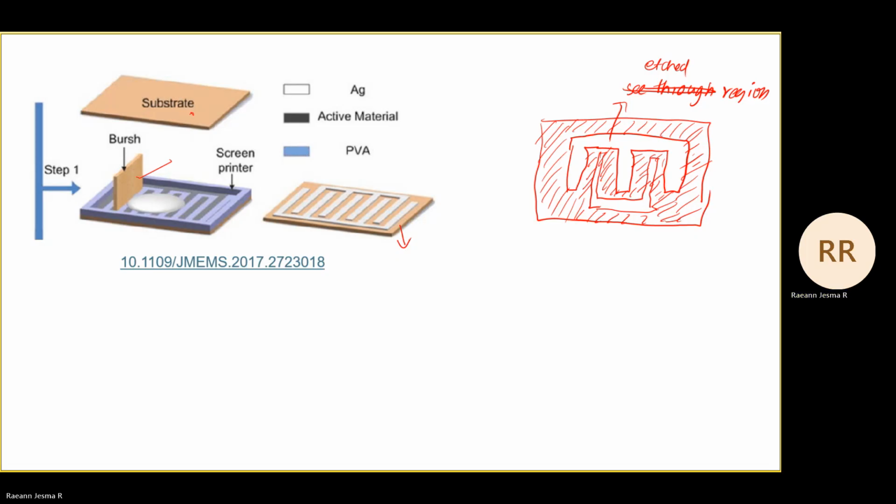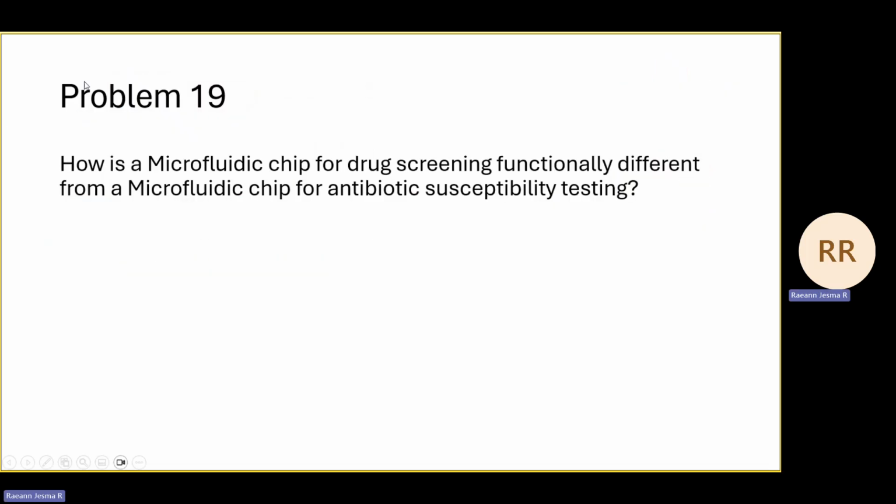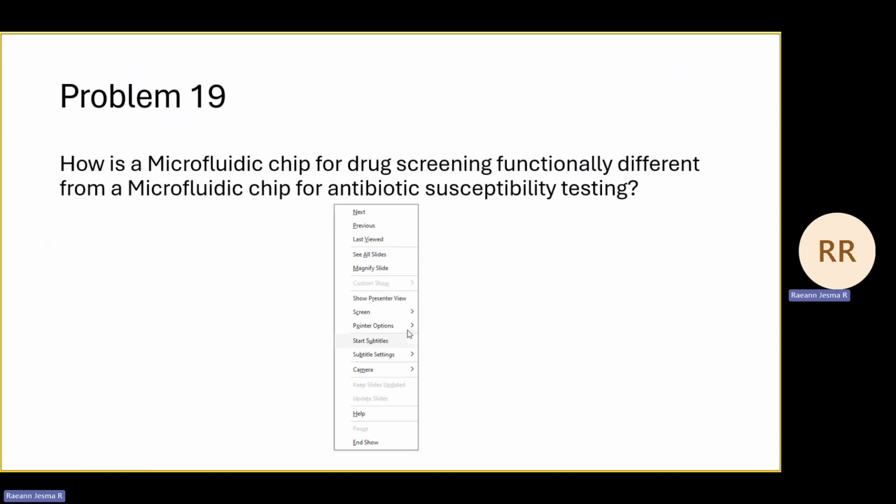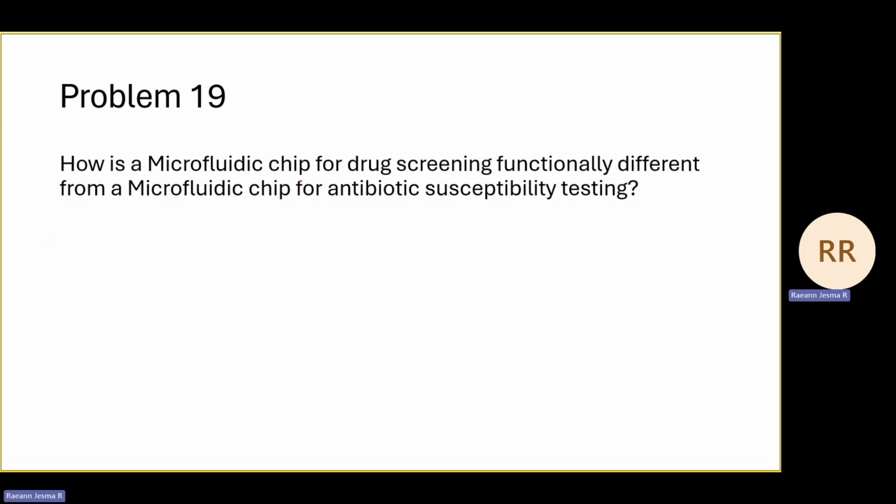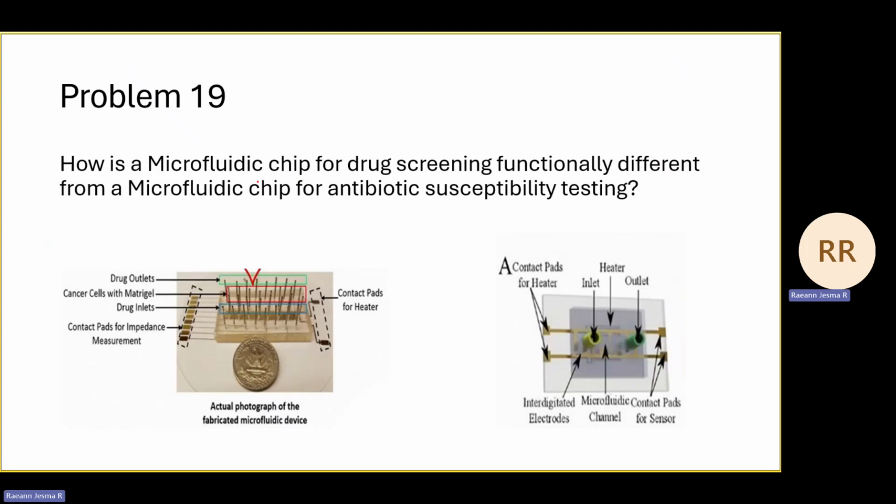Okay. So next we'll move on to problem number 19. How is a microfluidic chip for drug screening functionality different from a microfluidic chip for antibiotic susceptibility testing? So these are the two types of chips that we saw in our lecture. So how are they different? Now let us see. In the first figure, we have the microfluidic chip for drug screening. And in the second one, we are seeing the figure of the chip that is used for antibiotic susceptibility testing.